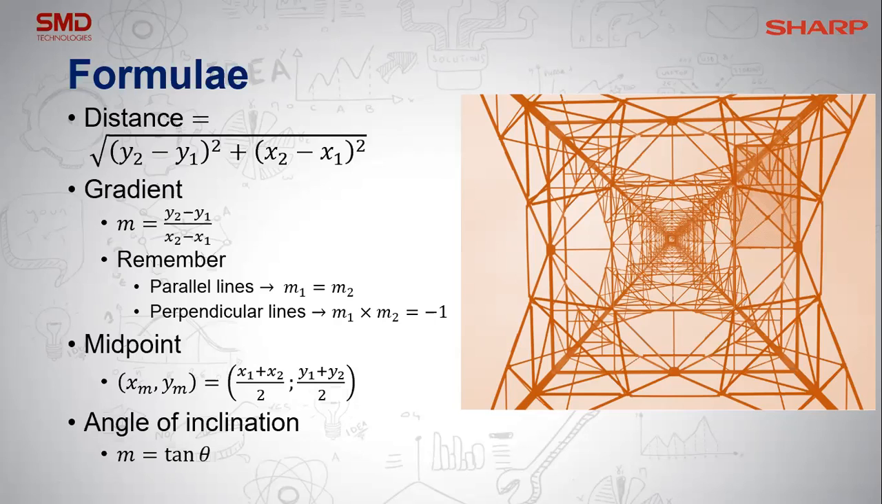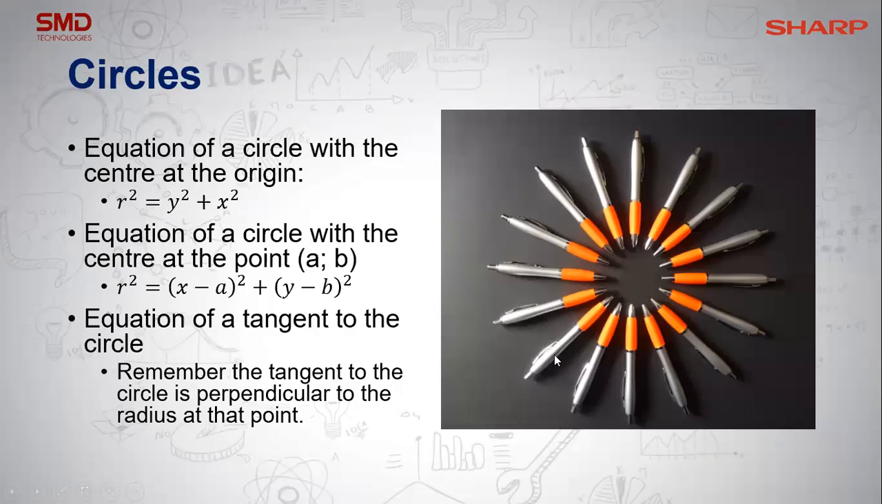And then secondly, they can tell you, okay, this line is perpendicular to the second line. Find the gradient. So then you would substitute in the previous gradient and make the product equal to minus 1 and solve for your second gradient. Then, of course, your midpoint theorem, which is basically just the average of the x coordinates and the y coordinates. And then your angle of inclination, where gradient is equal to tan theta. Then, of course, we also have circles. So a circle with the center at the origin is grade 11 work, and then the center at the point AB.